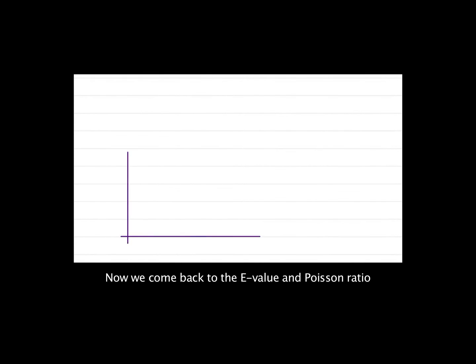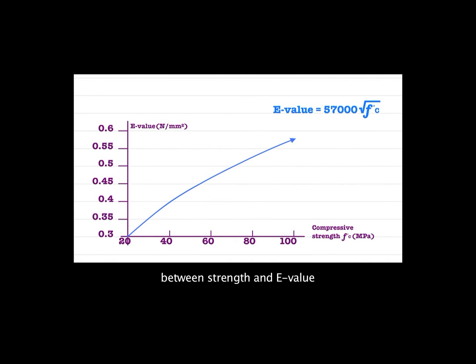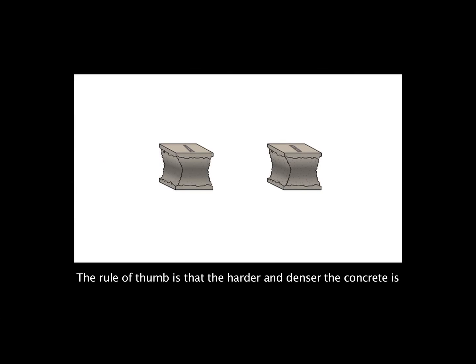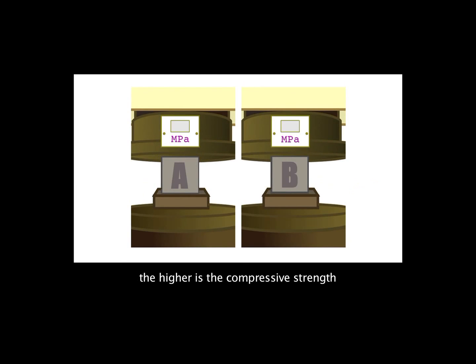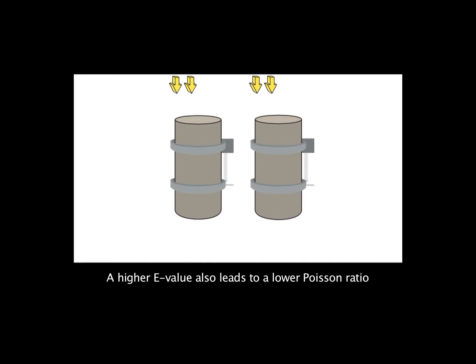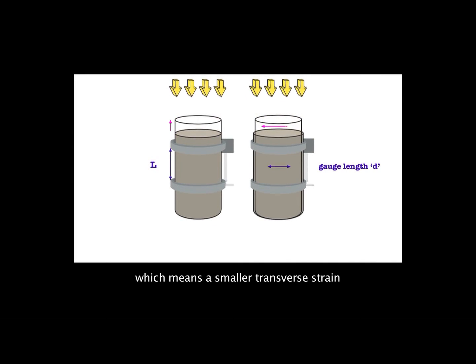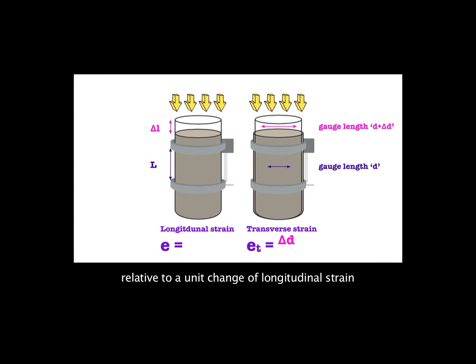Now we come back to the E value and Poisson ratio. For normal concrete, we can generalize the relationship between strength and E value. The rule of thumb is that the harder and denser the concrete is, the higher is the compressive strength and modulus of elasticity that the concrete attains. A higher E value also leads to a lower Poisson ratio, which means a smaller transverse strain relative to a unit change of longitudinal strain.